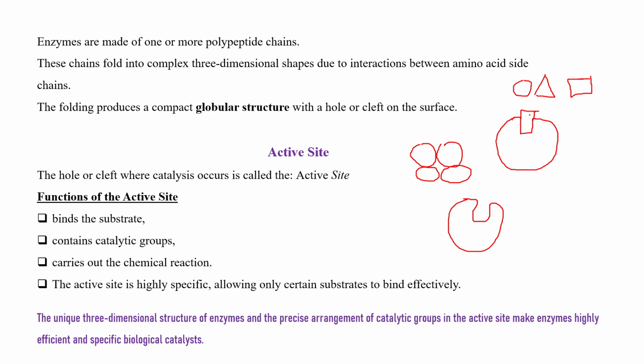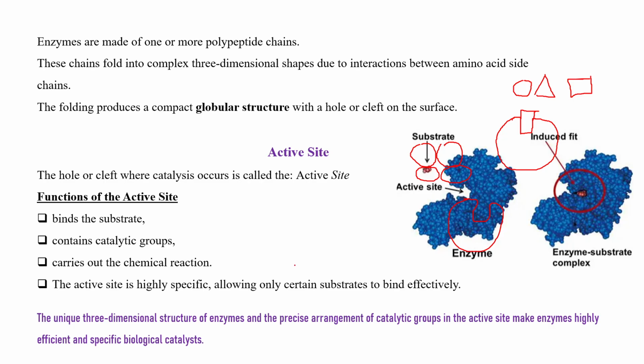So the unique 3D structure of enzymes and the precise arrangement of the catalytic groups in the active site make the enzyme highly efficient and specific. Because of these two factors, the shape of the active site and the presence of the catalytic groups there, as well as the binding groups, it makes the enzyme very specific in its reaction. Meaning you can have a substrate having the same shape as the active site, but if the enzyme's active site does not have the same catalytic groups matching the substrate, your reaction will not occur. That makes enzymes more specific in their reactions and also efficient.